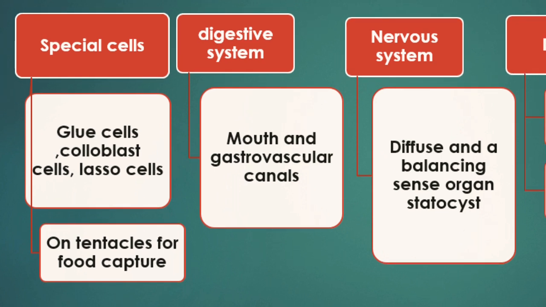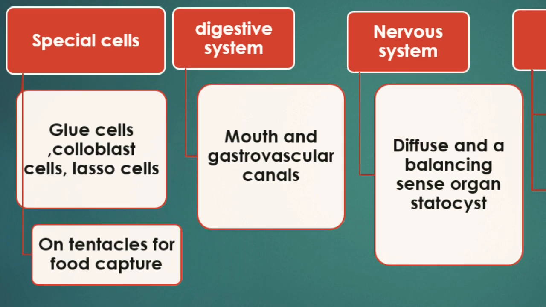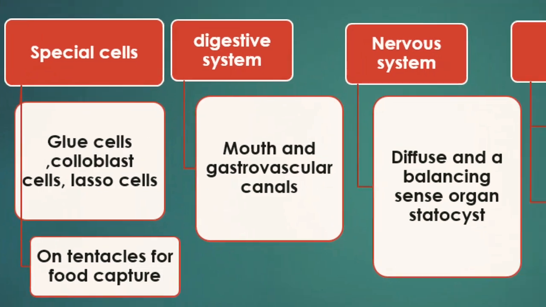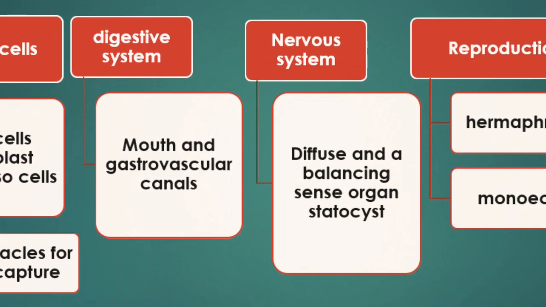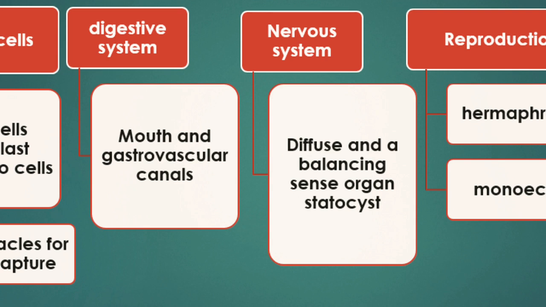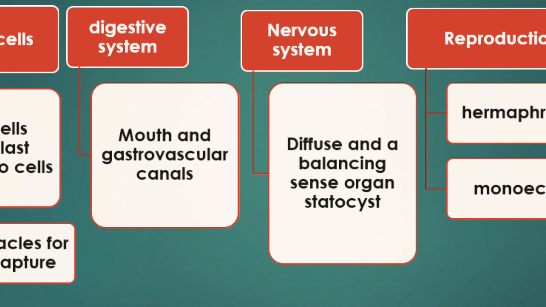Now coming to the digestive system, the mouth and gastrovascular canal are present for the digestive system, you have to learn it. Now coming to the nervous system, it is the same as in the cnidarians, it is diffuse type. In cnidarians it is diffuse, in the ctenophora it is also diffuse. They have one statocyst or sense organ. What is the function? Because they are living in the marine water, this statocyst helps them to balance.